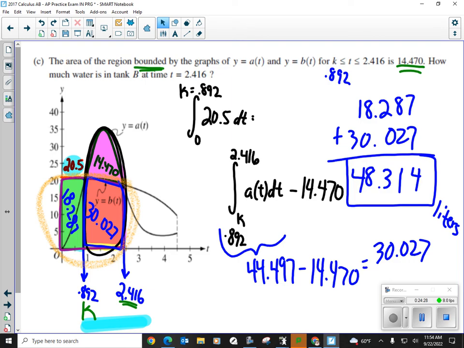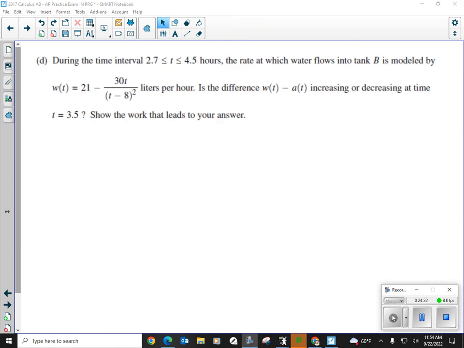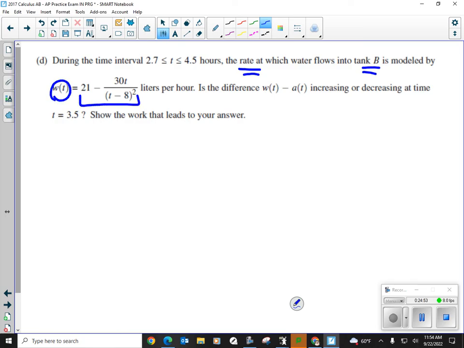One more section to do right here, D. And D states, during the time interval where T is between 2.7 and 4.5 hours, the rate at which water flows into B is modeled by W of T. Thank goodness they finally give us an equation for the rate of B. And they say it's this right here, W of T. It's this equation, liters per hour. It's a rate, so it should be quantity per time.